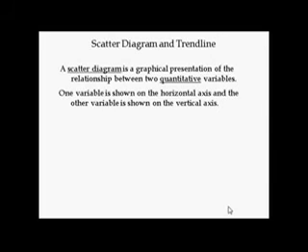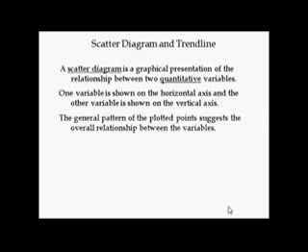The variable on the horizontal axis is generally called the independent variable. The dependent variable is typically on the vertical axis, unless you're in microeconomics. The pattern of the plotted points suggests the overall relationship between the two variables. The pattern can suggest a positive or negative relationship between the two variables, but can also suggest that there is no relationship between them as well.